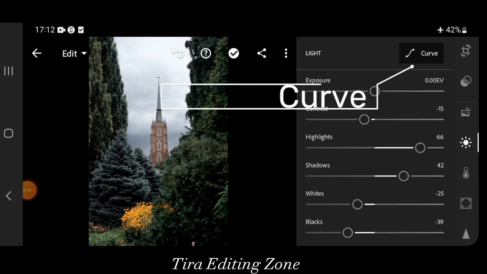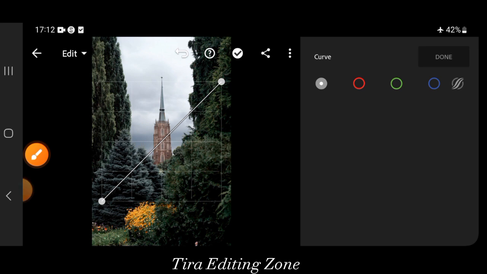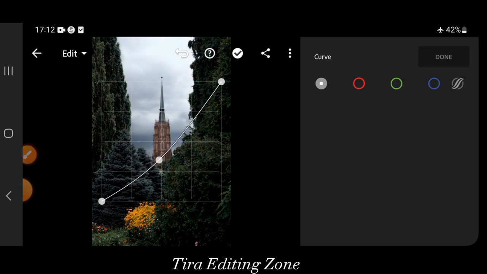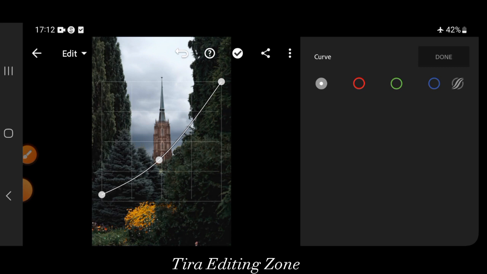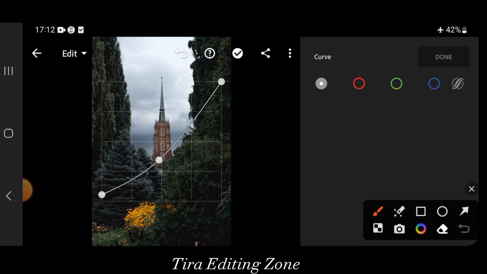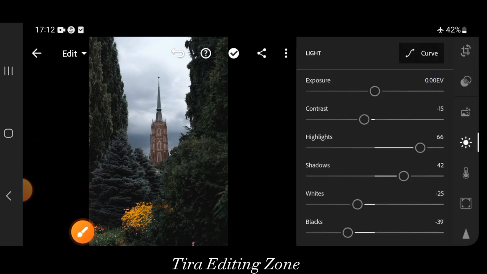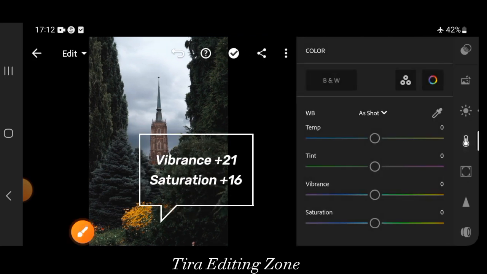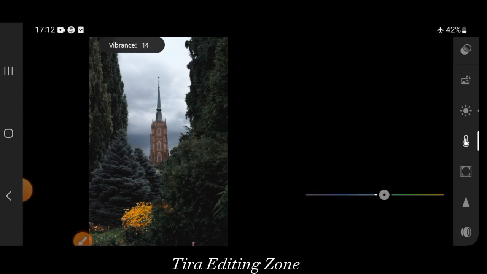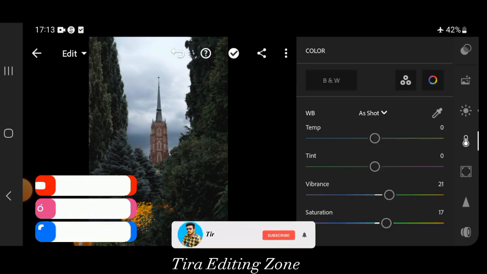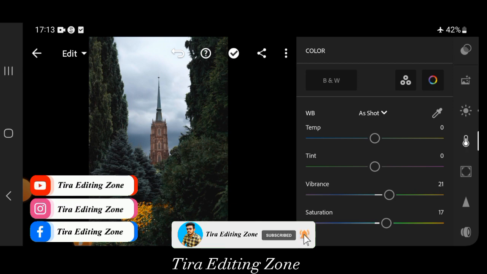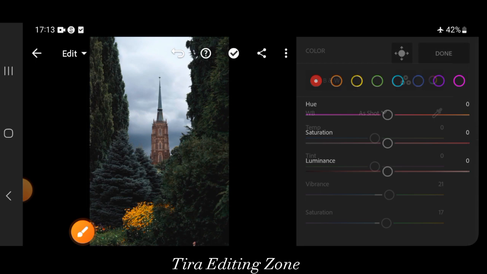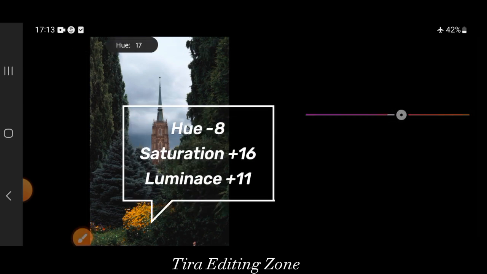Curve. Color. Vibrance plus 21, saturation 1/6. Click this. Hue -8, saturation plus 16, luminance 1/1.